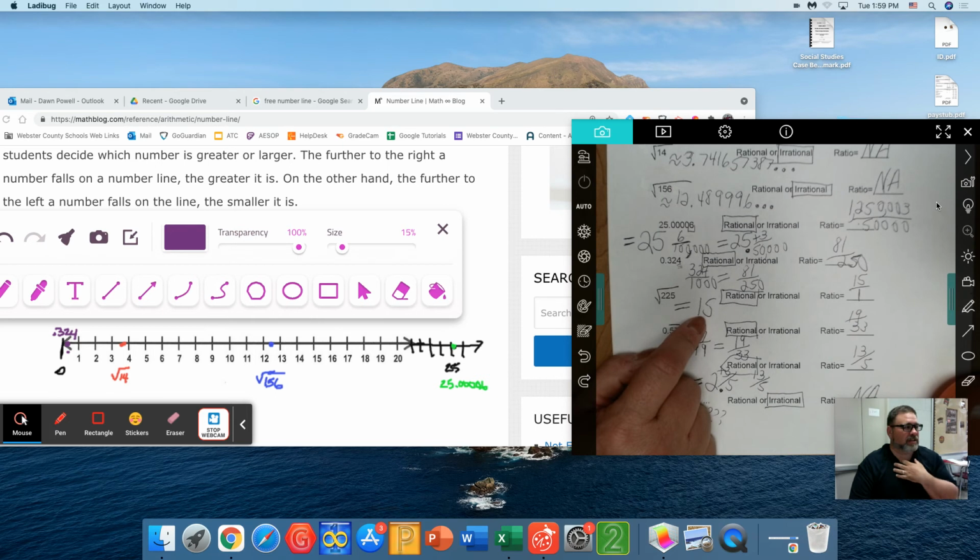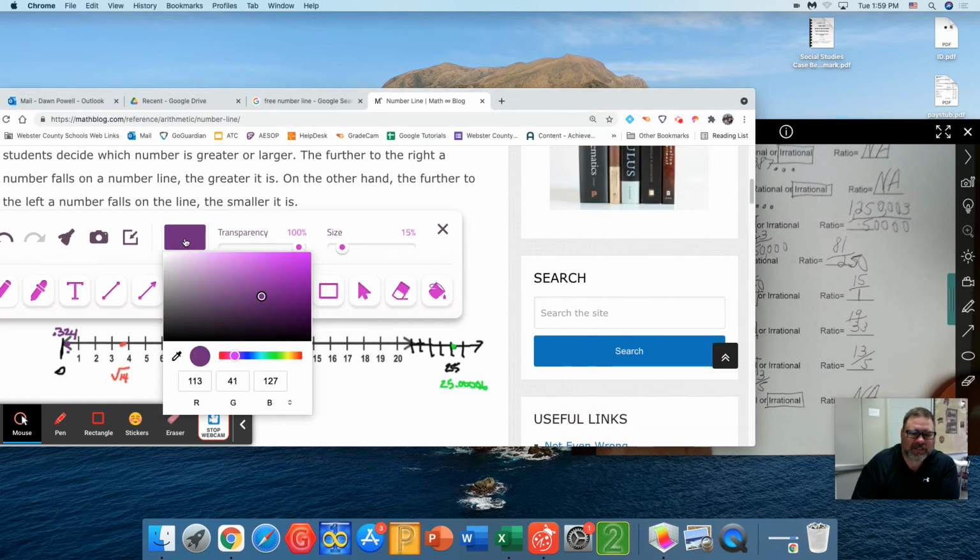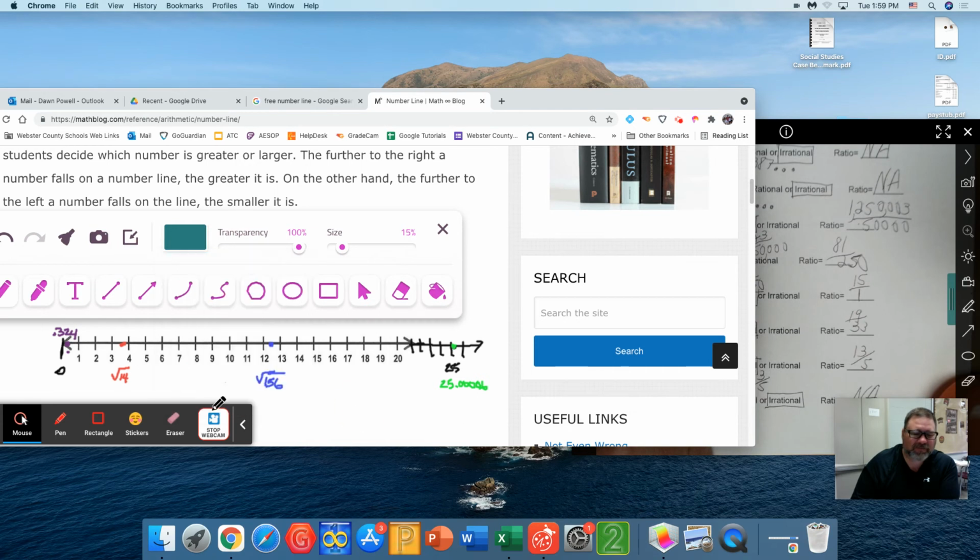That gives me this nice little warm fuzzy feeling inside, Miss Powell, doesn't it? No warm fuzzy feeling, Miss Powell? Just makes it easy to plot. Change your color. Ooh, I like purple. I was on purple. You said we have to change the color. Make it be a little lighter purple. No, I'm sorry. I'm going to have to change the color.